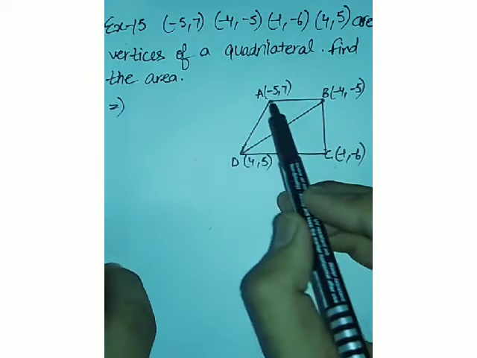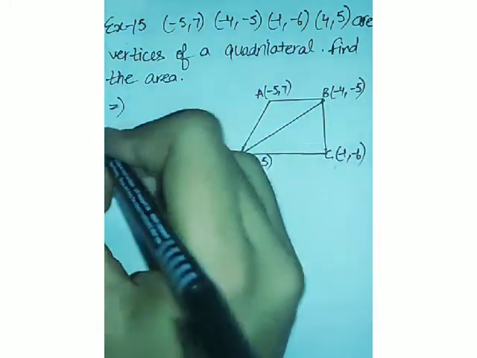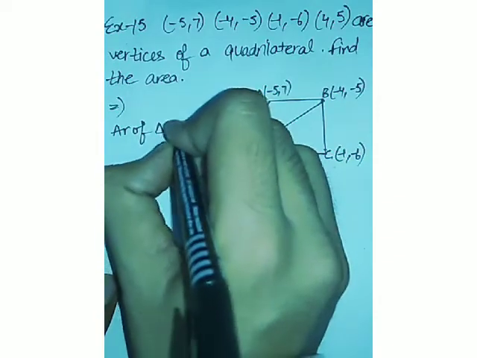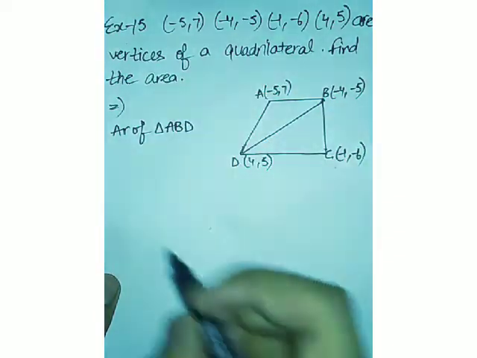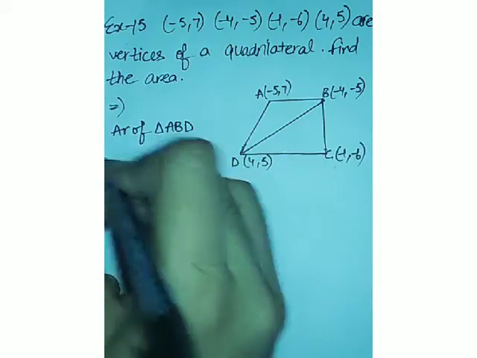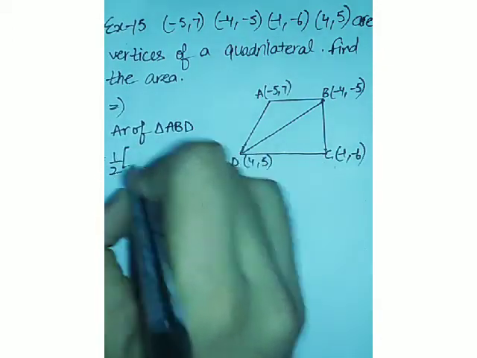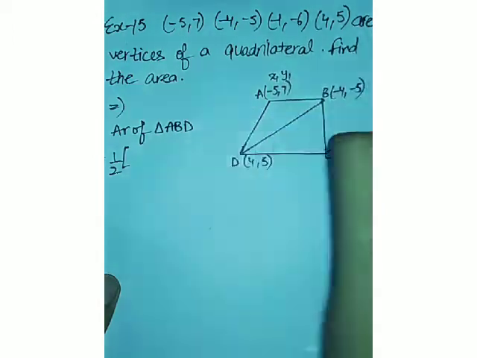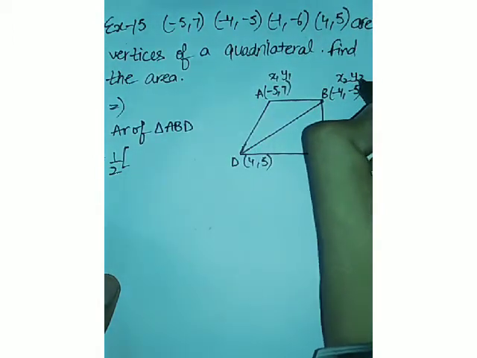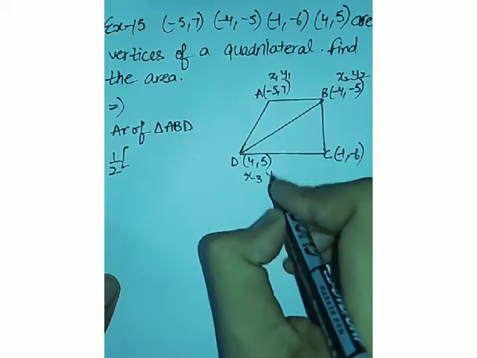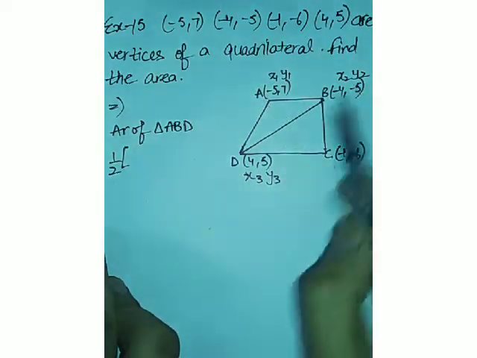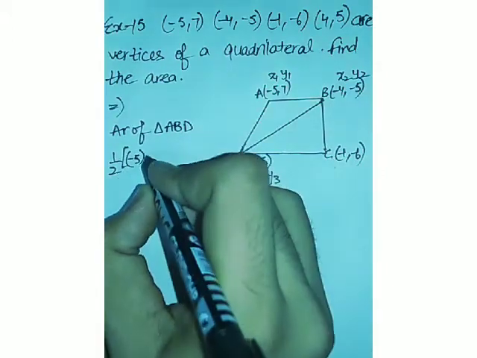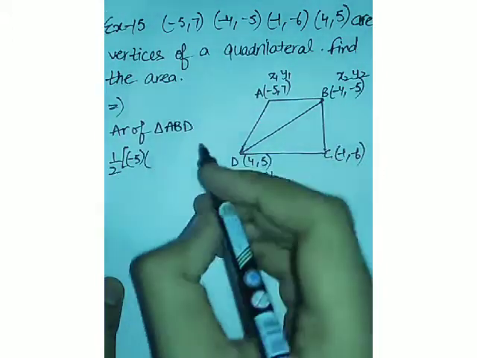All right, so now here are two triangles, ABD and BCD. Firstly we'll find the area of triangle ABD. All right, we will apply the same formula. What will we get? 1 upon 2, firstly A, B and D, x1, y1, x2, y2 and x3, y3. Alright, now for ABD: minus 5, y2 minus y3, minus 5 minus 5.